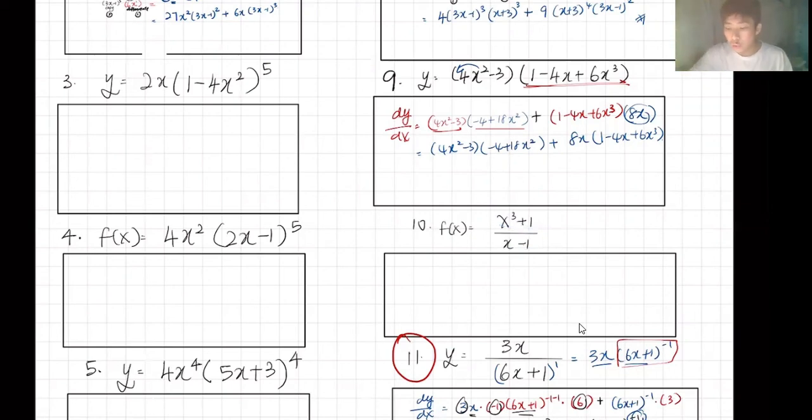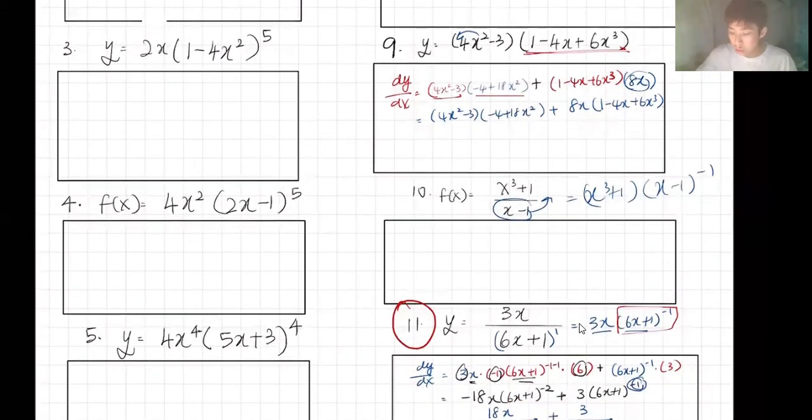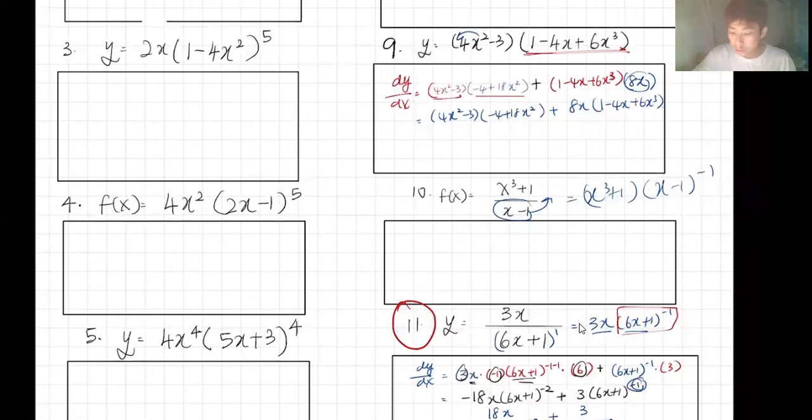But why are you including it in this product rule? Because as I said, you can bring this x minus 1 up there. What will it become? x cubed plus 1, x minus 1 to the power of negative 1. How I bring it up, you just go through my question 11. Because this power of 1, when I bring it up, I just change the sign of the power. It becomes negative 1 instead of 1.